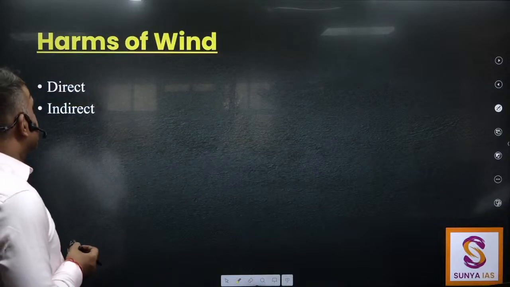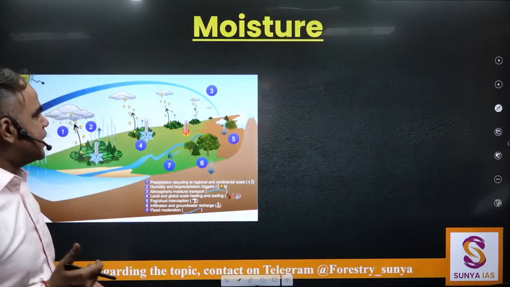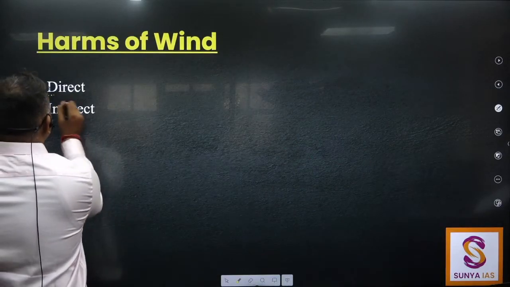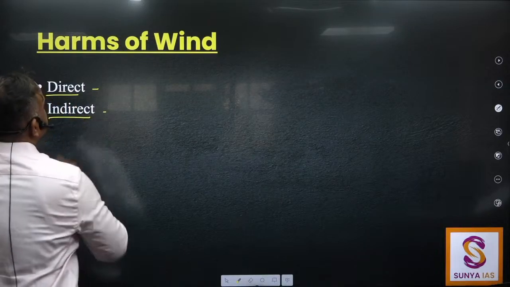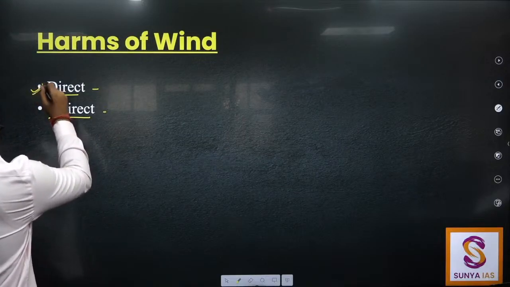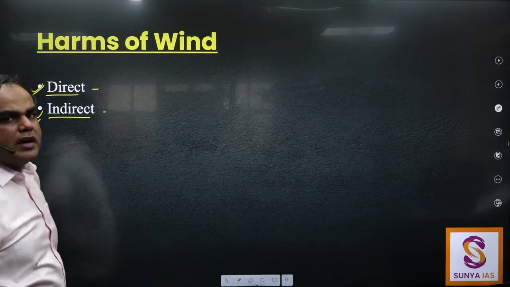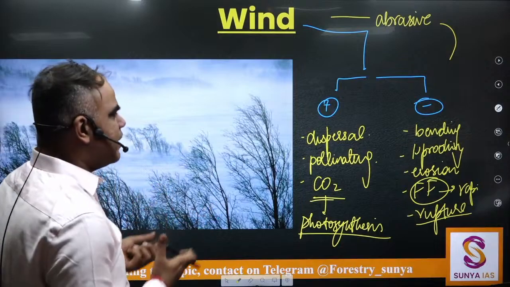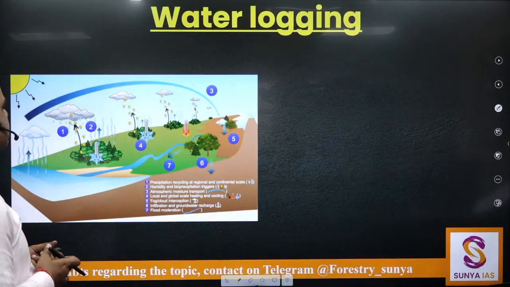So here also what you can do, what are the harmful effects of wind, we can again segregate this into direct and indirect. This is again something that you can do at your end. What are the harmful effects of wind? That can be done. This is again a relatively short topic.